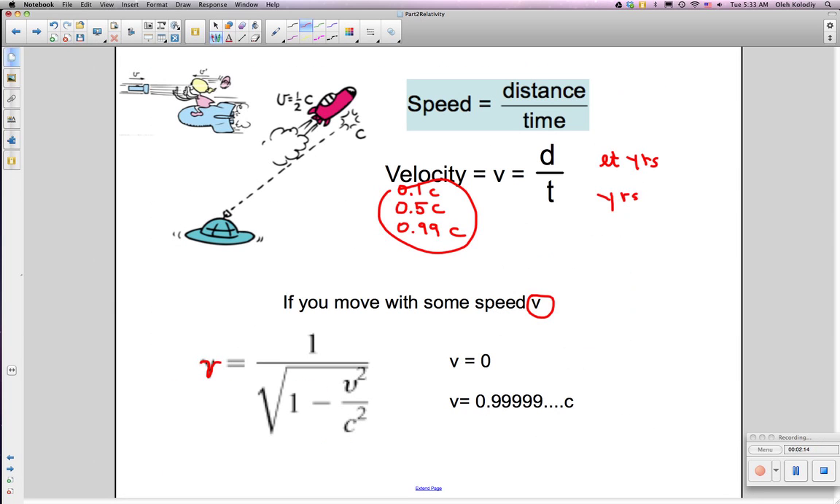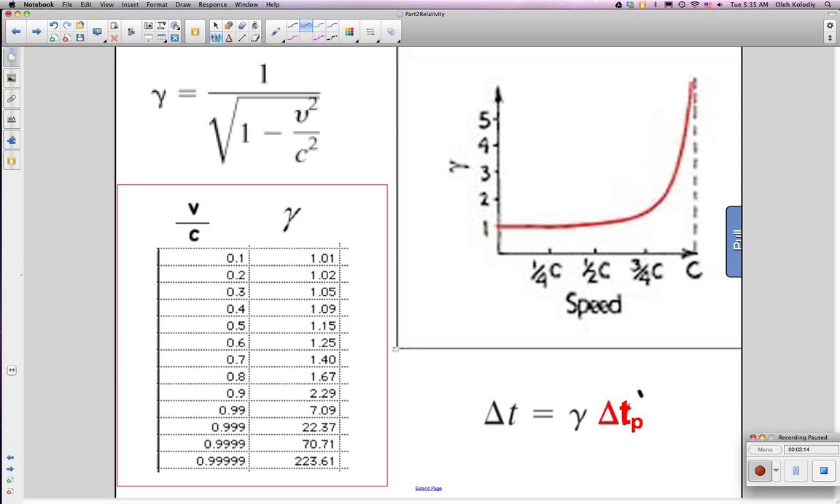If you move with some velocity v, then associated with it is a gamma factor. This gamma factor, given by this equation, depends on what your speed is. V is your speed. So for example, if you are not moving, and your velocity is 0, then v squared over c squared is 0, and you have 1 minus 0, which is just 1. You have a gamma of 1 at that speed.